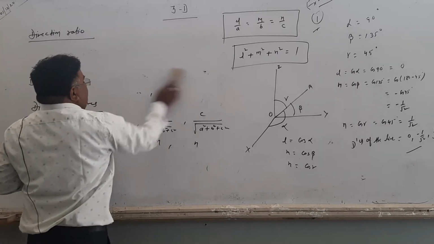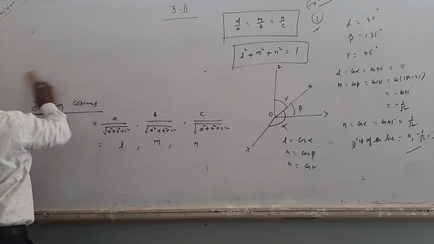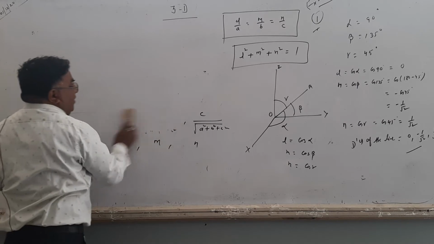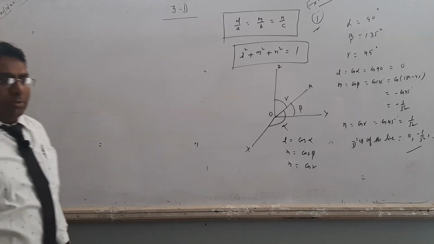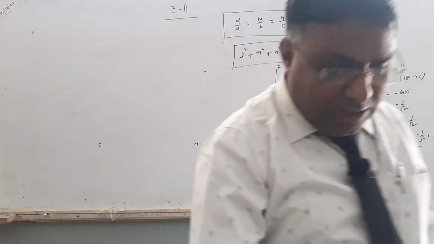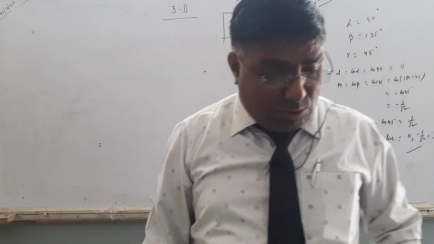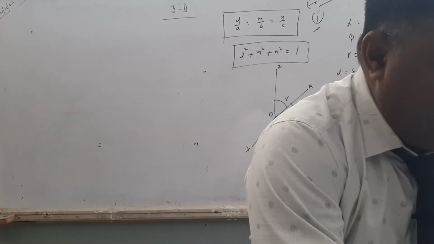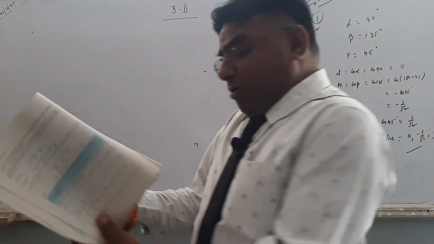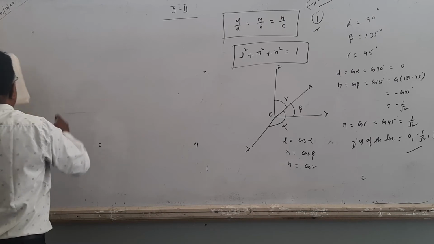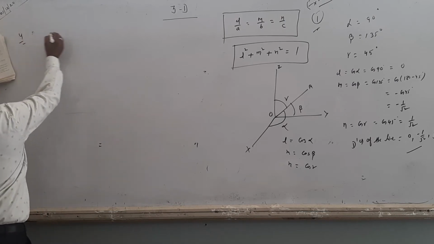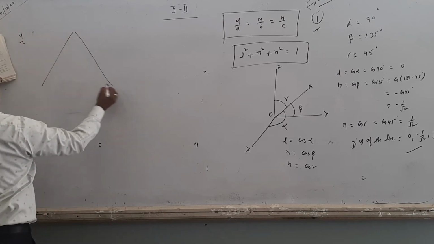That means apply the identity. If a, b, c are given, what are the direction cosines? Then a upon under root a square plus b square plus c square, b upon under root a square plus b square plus c square, and c upon under root a square plus b square plus c square. Same, question number 4 is given as example 5. Question number 4: show that three points are collinear.